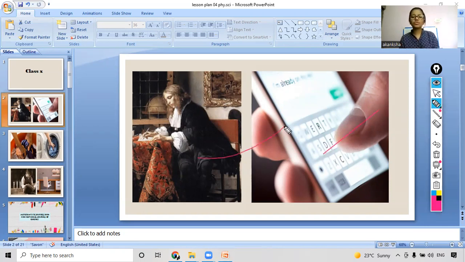So, what do you think is different between these two pictures? Earlier we used to write by hand, but now we are using electricity to write a simple message or to say a simple word. Yes, very good.